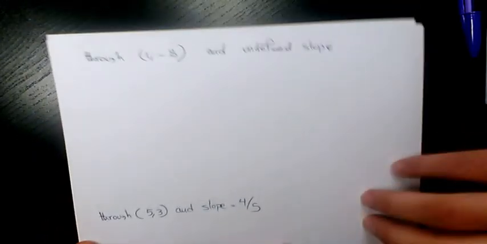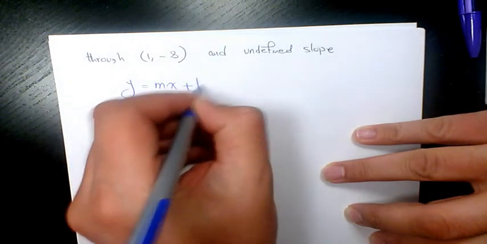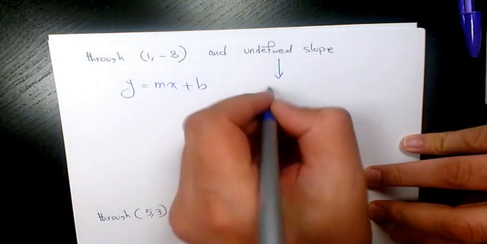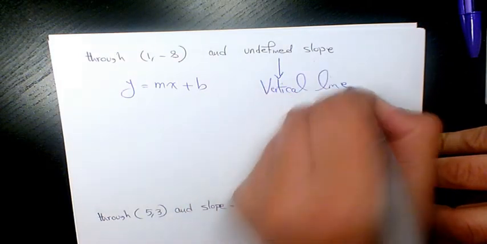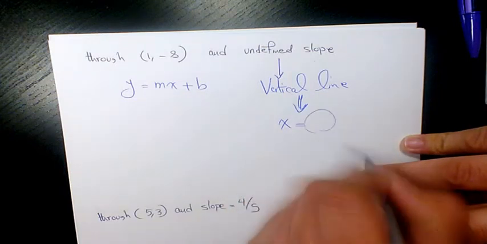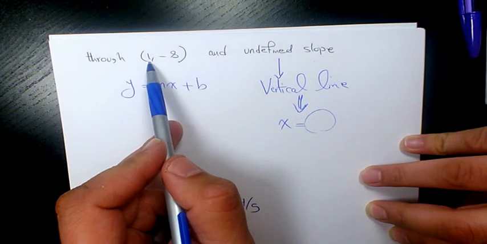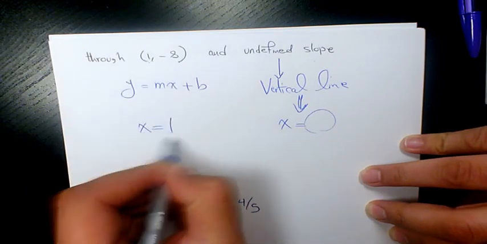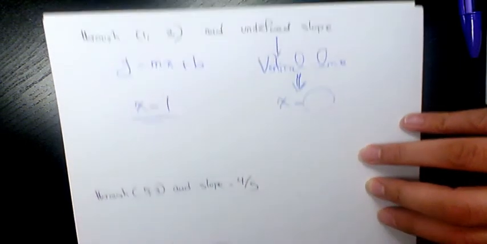Next one, we have y equals mx plus b. Here it says undefined slope. When we have undefined slope, it means that we are dealing with a vertical line. And a vertical line has the general format as x equals a constant number. X is not changing. So here, this point we have, the x is 1. So it means that x equals 1. And that's going to be the equation of the line.